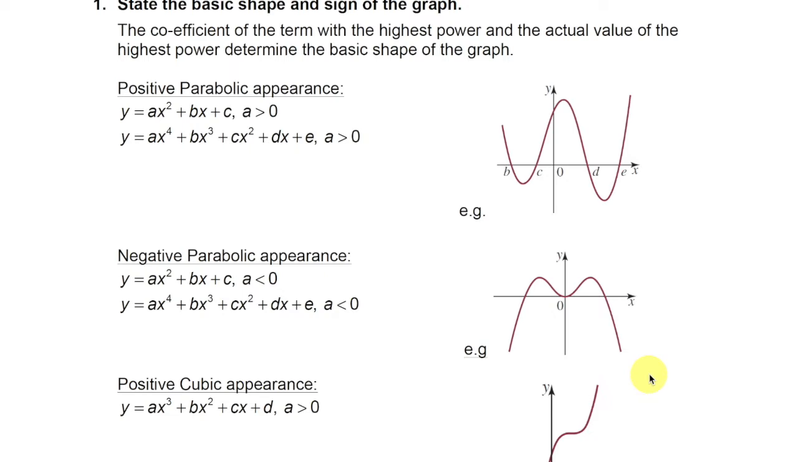As far as turning points are concerned, the maximum number of turning points that we can have is the highest power minus 1. So for this quartic, the highest number of turning points that we could possibly have would be 3. For the quadratic, the highest number of turning points we could have would be 1.